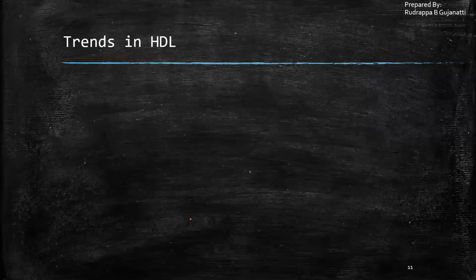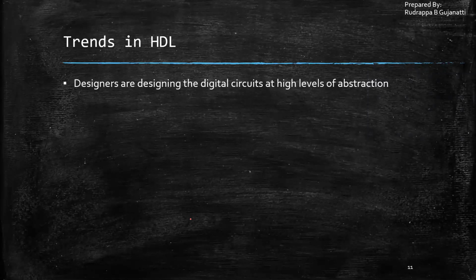Now let us discuss the last part, that is the trends in HDL. So what are the basic trends related to HDL? The first thing is that designers are able to design digital circuits at a very high level of abstraction, which is referred to as the behavioral level or algorithmic level of abstraction. If you're writing code, you will be writing it in a syntax similar to C programming, which makes the developers' and designers' life a bit easy.